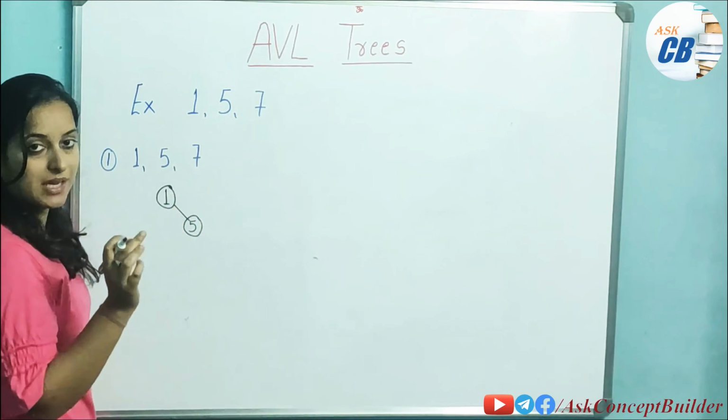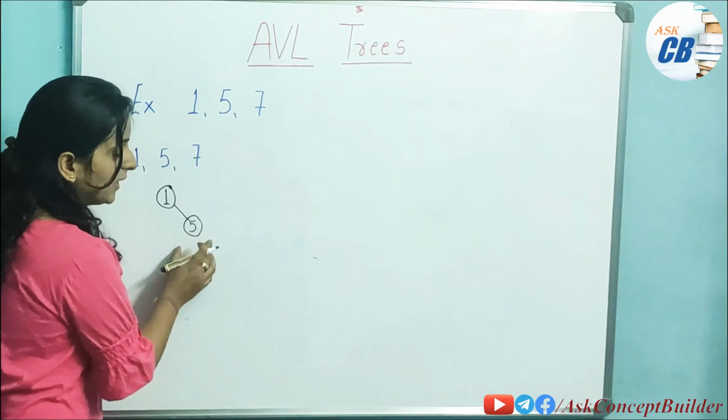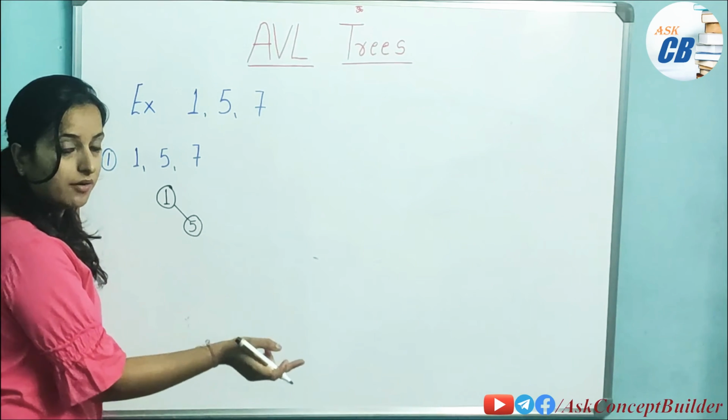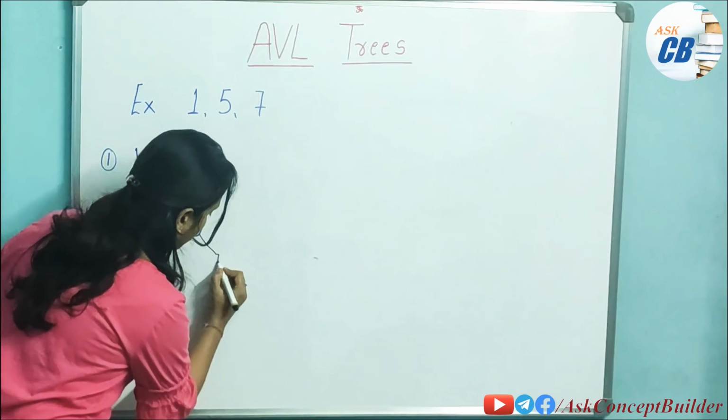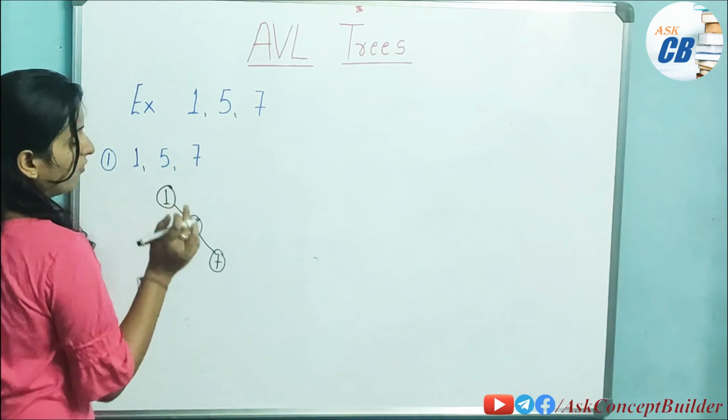Now 7 will come. 7 is again greater than your 1. So it will come on the right of 1. Then it is again greater than your 5. So it will again come to the right of 5. So 7 will come here. Fine. Okay. Now see, this is the first way.